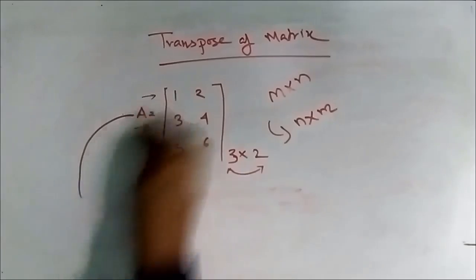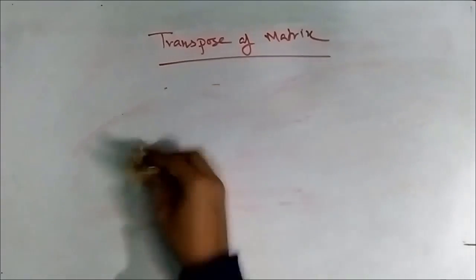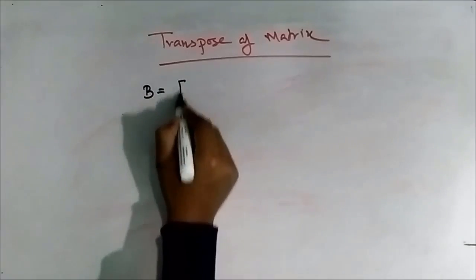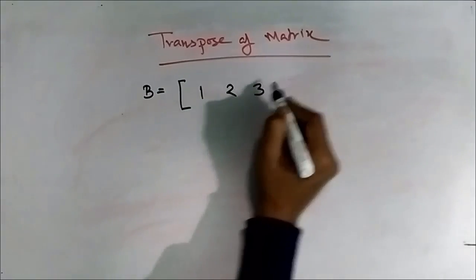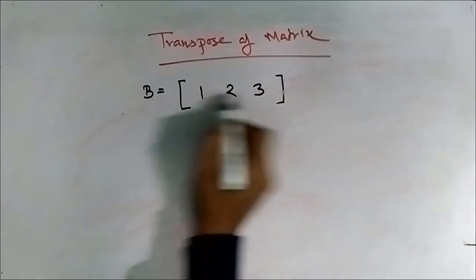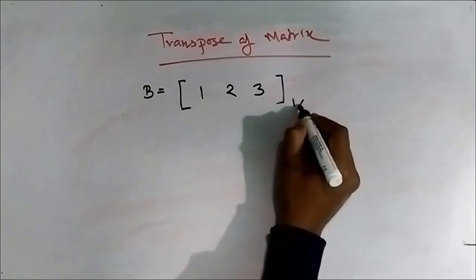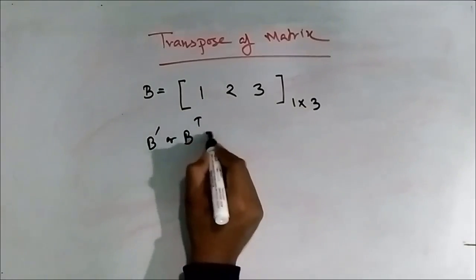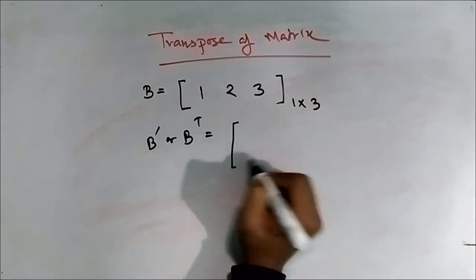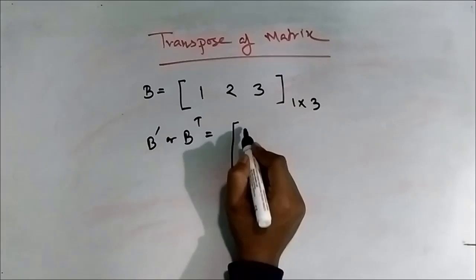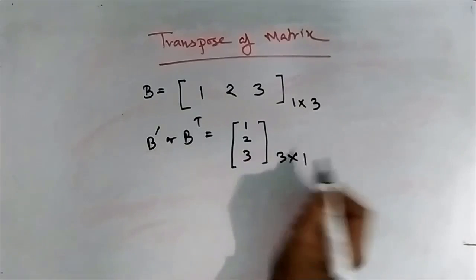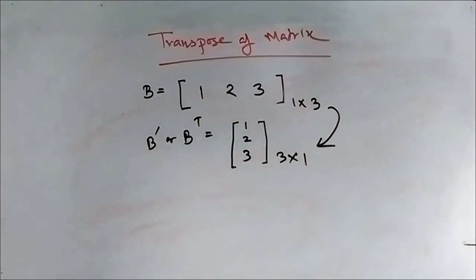Let's take another example. Okay, suppose a matrix B is equal to 1 2 3, and this matrix has only one row, you can see, and 3 columns, 1 2 3. So this is 1 cross 3. So the B dash or B transpose is equal to, simply we have to make 3 rows, that is, we have to reverse this: 1, 2 and 3. So the order will be 3 cross 1. So you can see the order is reversed. So this is known as transpose of a matrix.